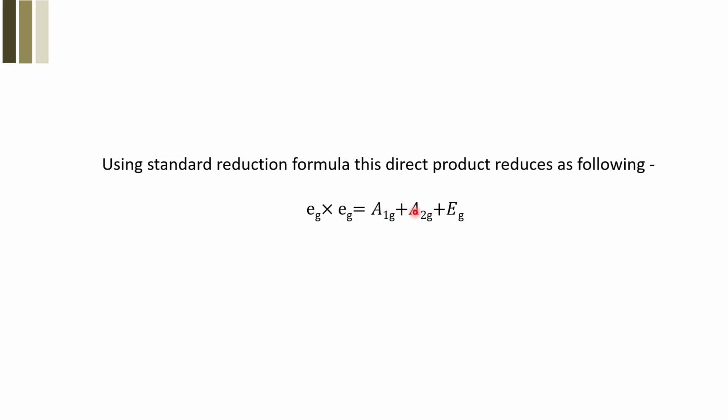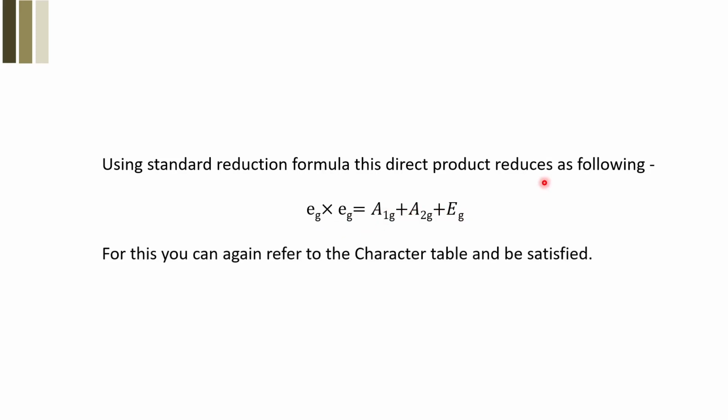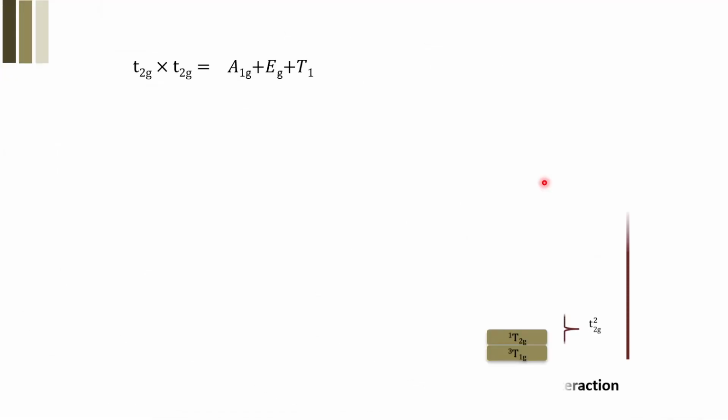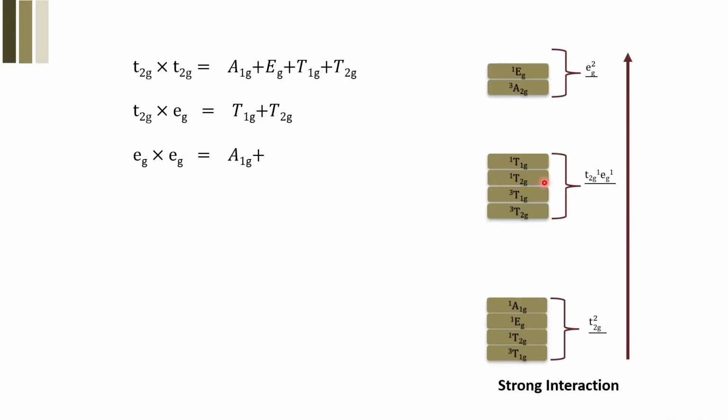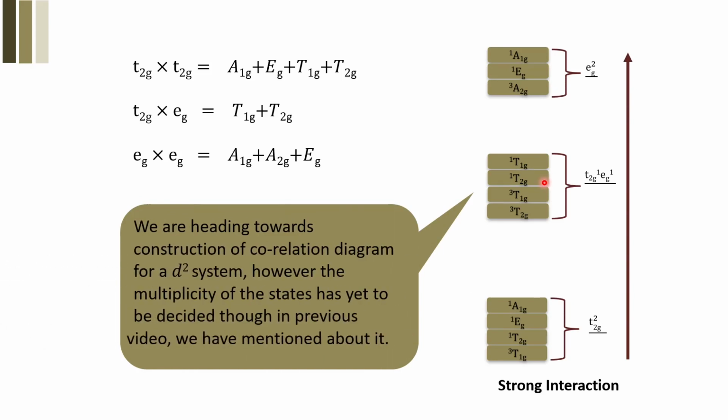So 1 plus 1 plus 2, that yields 4. You can further check by observing the character table also. So now we have these three combinations of orbitals, and the direct product has given the answers to these products. So T2g into T2g, that is the possibility where both the electrons are present in T2g orbitals, that is dz square and dx square minus y square.